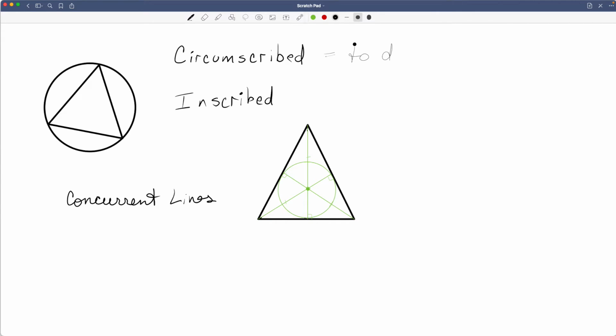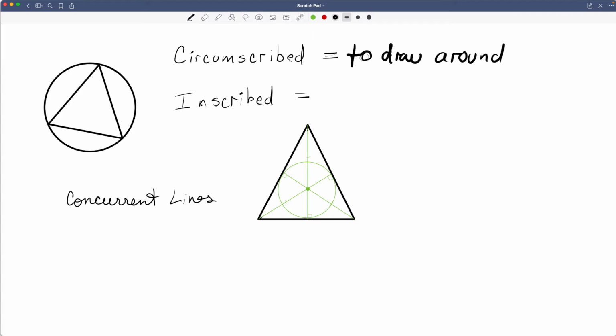Let me get a little bit thicker line here. To draw around. And that's a little bit too thick. Let me adjust that. That's a little bit better.